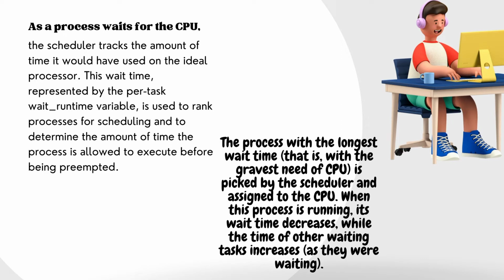As a process waits for the CPU, the scheduler tracks the amount of time it would have used on the ideal processor. This wait time, represented by the per task wait runtime variable, is used to rank processes for scheduling and to determine the amount of time the process is allowed to execute before being preempted. The process with the longest wait time, that is, with the gravest need of CPU, is picked by the scheduler and assigned to the CPU. When this process is running, its wait time decreases, while the wait time of other waiting tasks increases as they are waiting.